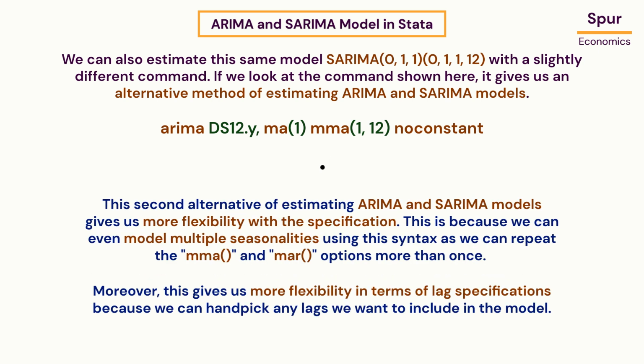This second alternative of estimating ARIMA and SARIMA models gives us more flexibility with the specification. This is because we can even model multiple seasonalities using this syntax, as we can repeat the MMA and MAR options more than once. Moreover, this gives us more flexibility in terms of lag specifications because we can handpick any lags we want to include in the model.